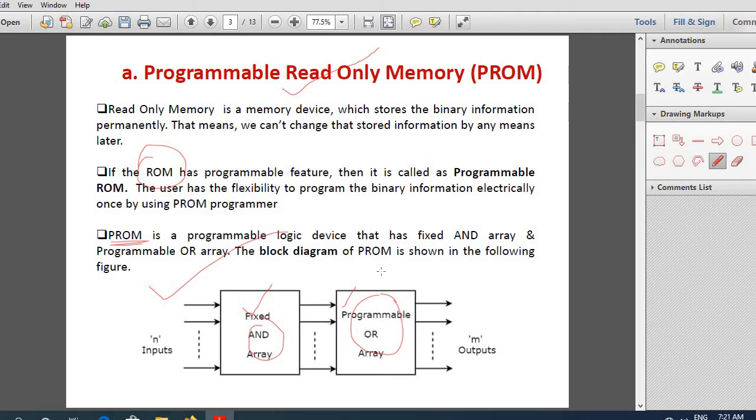That is meant by programmable. The connection between the AND and OR can be made intact or it can be blown away or fused if that output is not required. If a particular output from this AND is not required, you can fuse the link between that AND and OR. That is the meaning of this programmable.